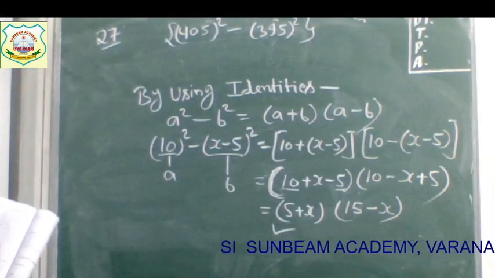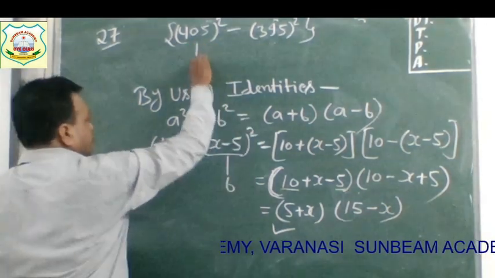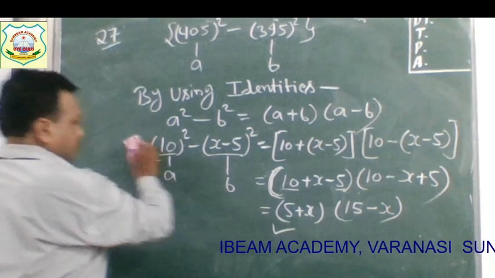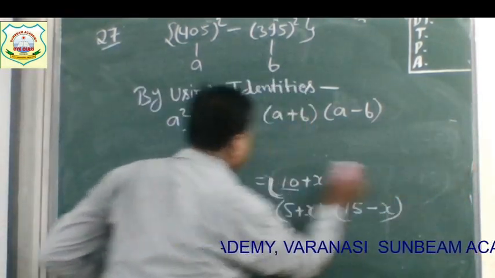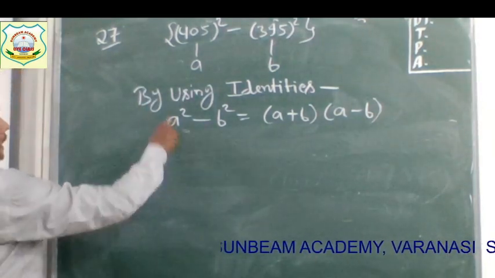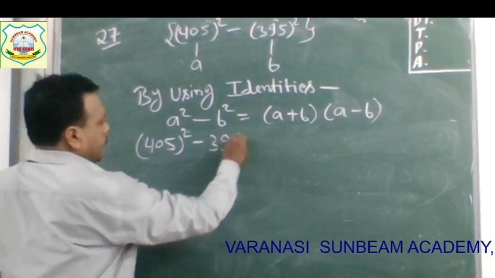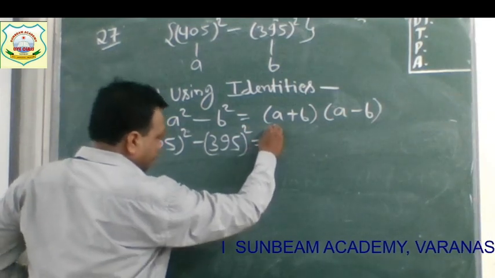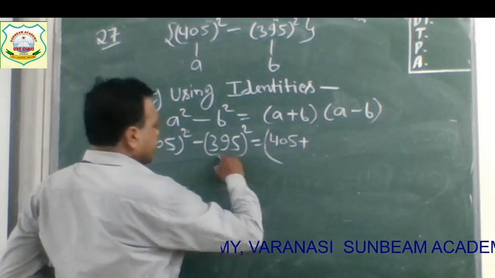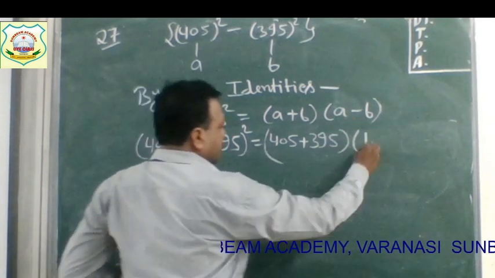You will use the identity directly here. We have a square minus b square, this is the form of a and this is the form of b. So by using identities, a square minus b square equals a plus b times a minus b. In place of a we write 405 whole square minus 395 whole square. The value of a is 405, so we write 405 plus b, which is 395. Then a minus b, 405 minus 395.